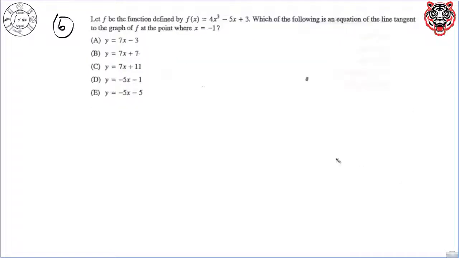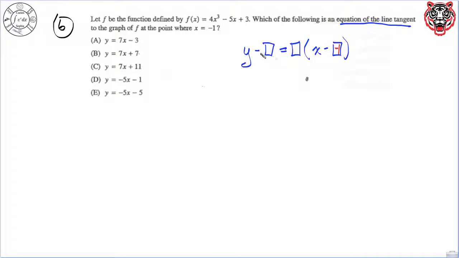On to number 6. Let f be the function defined by this, which of the following must be the equation of the line tangent. Whenever you see this, it's always going to be y minus box, y minus the y coordinate is equal to slope times x minus the x coordinate. You need 3 things: the y coordinate, slope, and x coordinate. So it gives us the x coordinate. We have -1. I can fill that in right here. So -1, -1, and we don't have anything else.